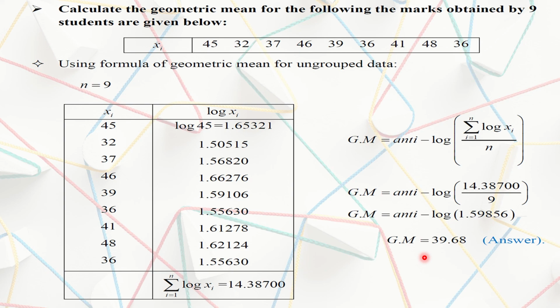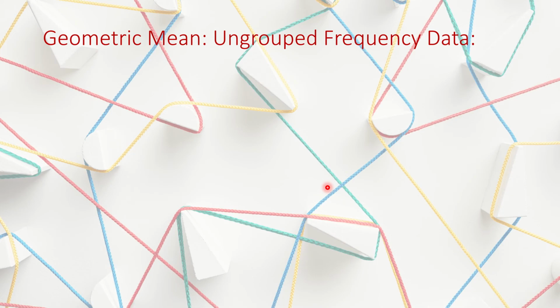The same thing can be generalized towards frequency and group frequency data as well. The only transformation you would do is applying log on the midpoints or on the given observations, and then multiplying with the frequencies, adding them, and then dividing by the total number of observations, to get the arithmetic mean, and then apply anti-log to get geometric mean.